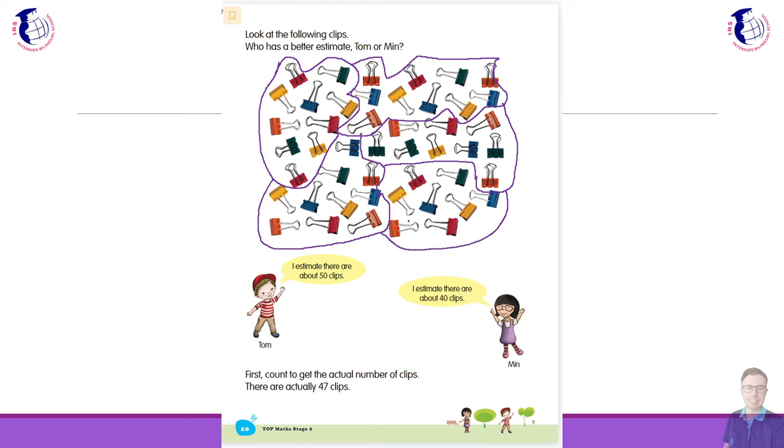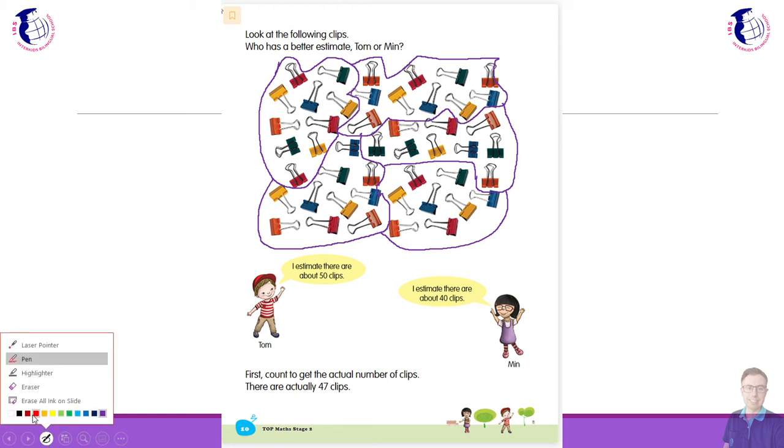Okay, so I've gone slightly wrong because the book says there are 47. Can you spot which 10 isn't a 10 that Mr. Darren has circled? Let's have a quick look. So sometimes it's good to double check when you're counting as well.